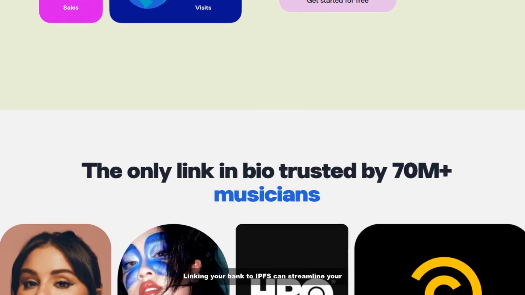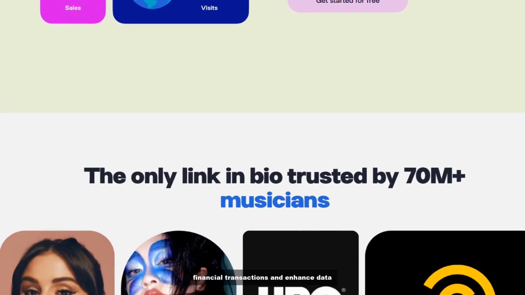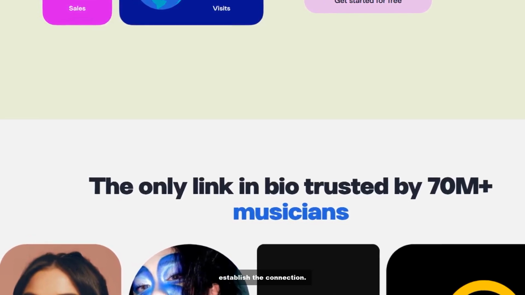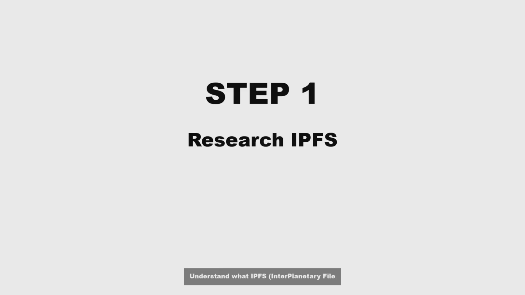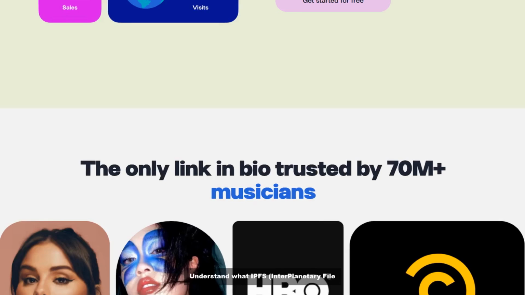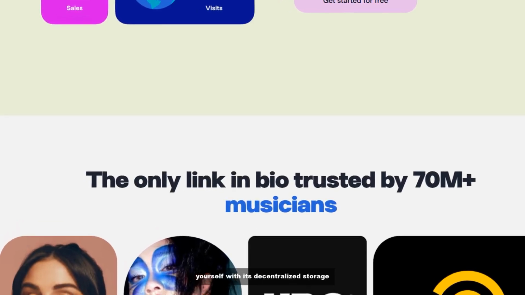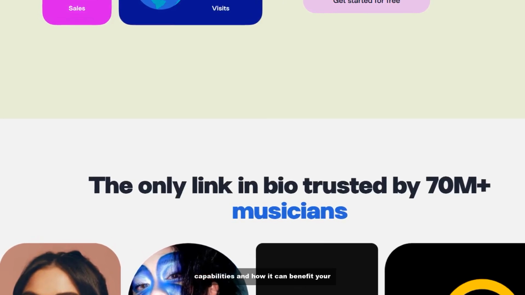Linking your bank to IPFS can streamline your financial transactions and enhance data storage. Follow these steps to successfully establish the connection. Step 1. Research IPFS. Understand what IPFS, the Interplanetary File System, is and how it works. Familiarize yourself with its decentralized storage capabilities and how it can benefit your banking needs.